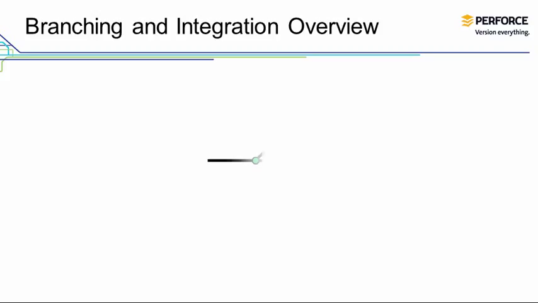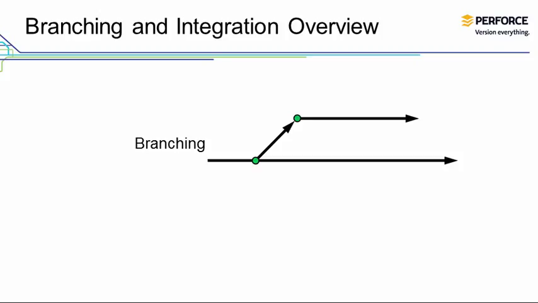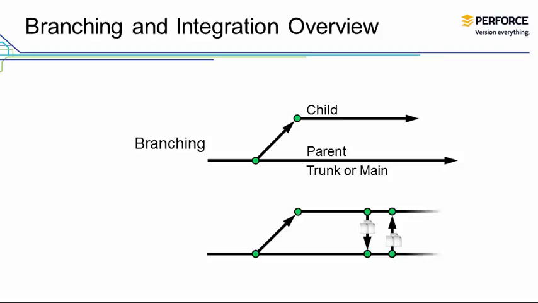The process of creating a new code line from an existing code line is called branching. A code line is a child of the code line from which it was branched. Conversely, the source code line for a branch is the parent of the branch. A code line that has no parent is called the trunk or main code line. The process of propagating changes from one code line to another is called integration.